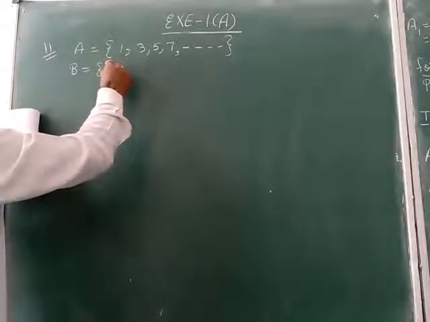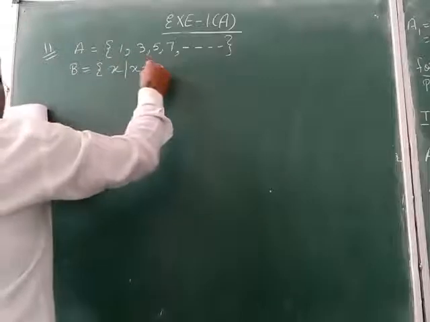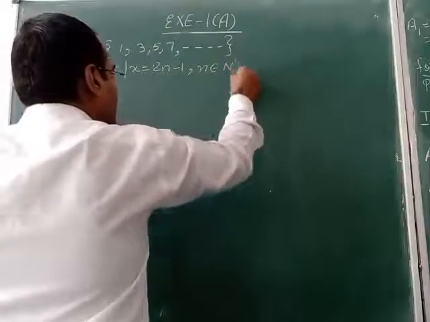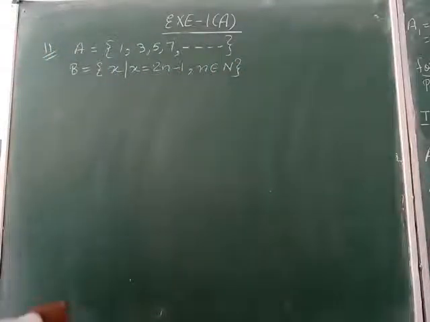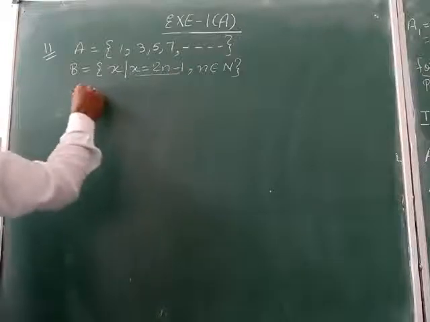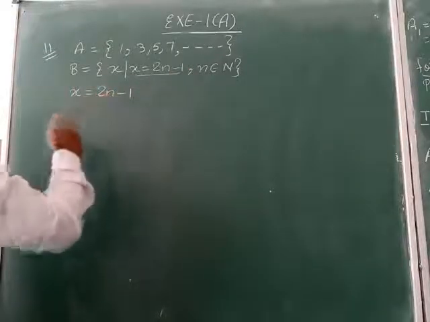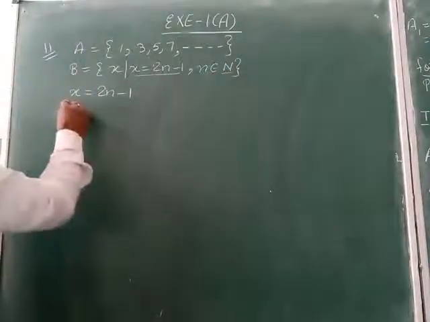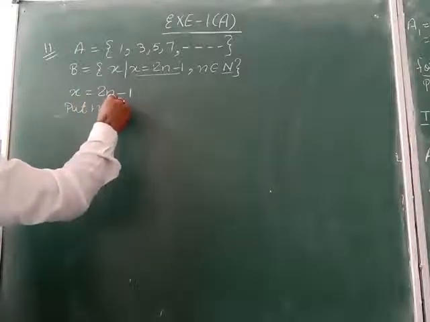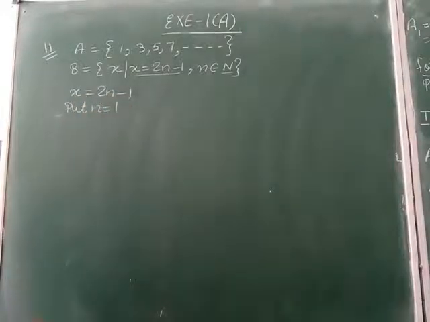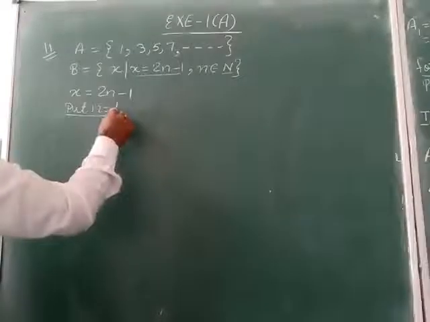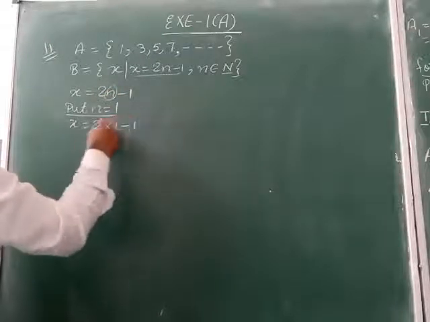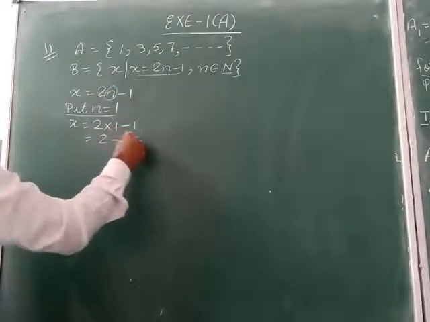B is equal to x such that x is equal to 2n minus 1 and n belongs to natural numbers. So first of all we will solve it. Here you are observing that one formula is given, x is equal to 2n minus 1. In this formula, for n we have to put natural numbers. So first of all we will put n is equal to 1. When we put n is equal to 1, then x is equal to 2 multiply 1 minus 1, 2 ones are 2, 2 minus 1, answer is 1.